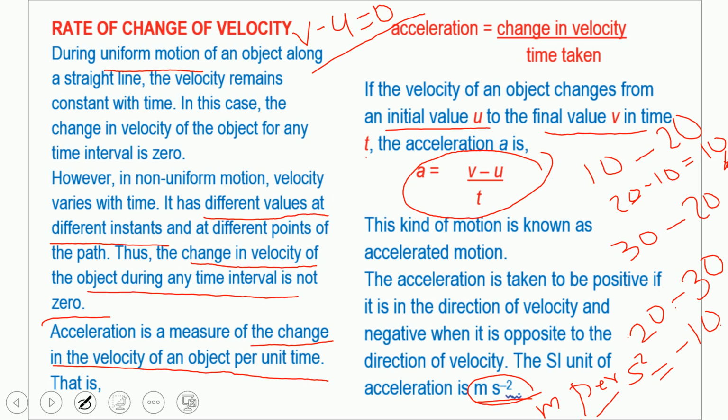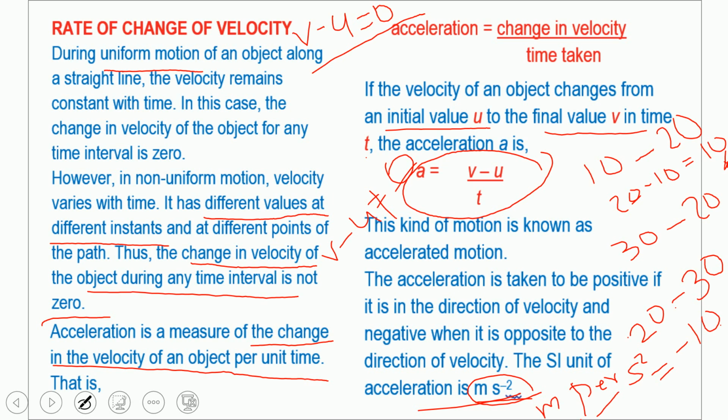Now, acceleration means this: there is a value v minus u, and if v minus u is not equal to 0, then we can say that some acceleration is there. So acceleration is equal to change in velocity upon time, that is a is equal to v minus u upon t. V is the final velocity, u is the initial velocity, upon the time taken. Now next, the unit of acceleration is meter per second square.